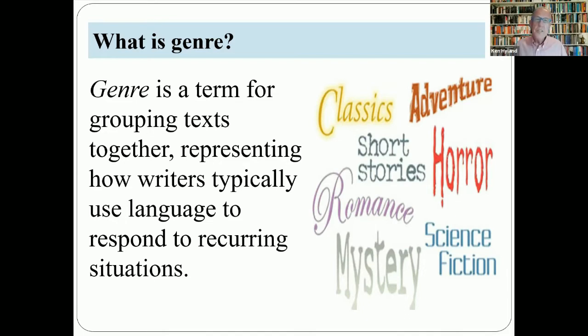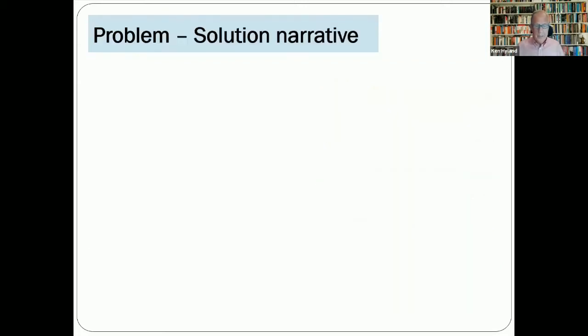Now, genre reminds us that when we write, we follow conventions for organizing messages because we want our readers to understand our purpose. So like the introduction, body, conclusion structure that we use to organize school essays, or the problem solution pattern, which organizes narratives.